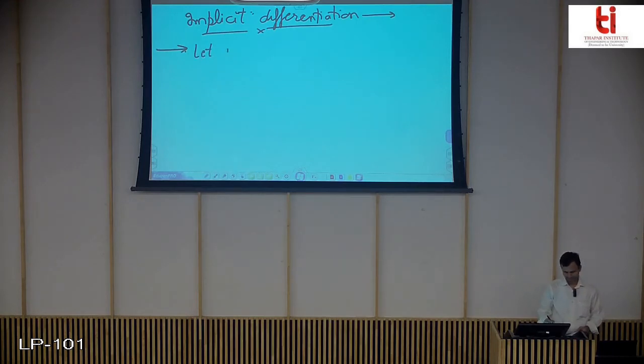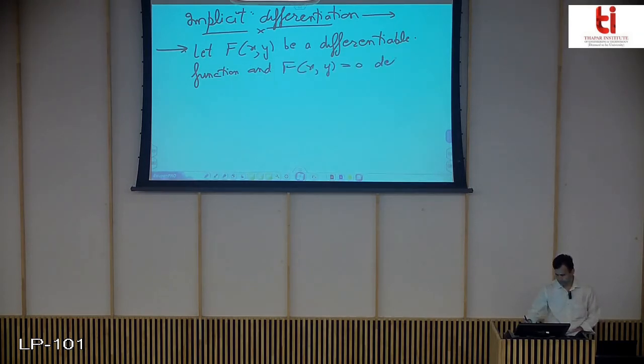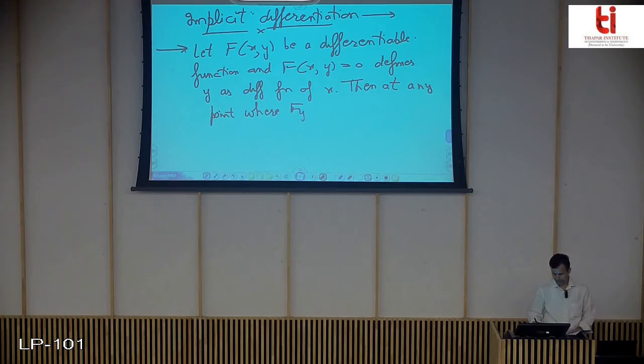Okay, so let f x y be a differentiable function, and f x y equals 0 defines y as a differentiable function of x, then at any point where f y, the partial derivative of f with respect to y, is not 0, you can always write dy dx is equal to minus f x upon f y.